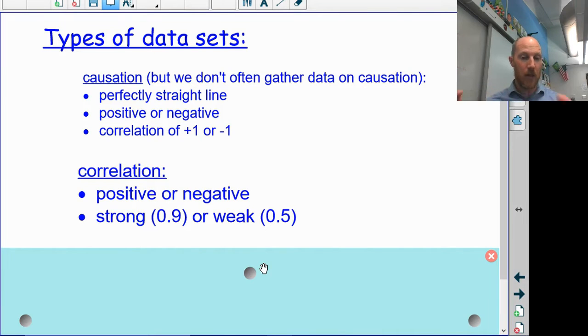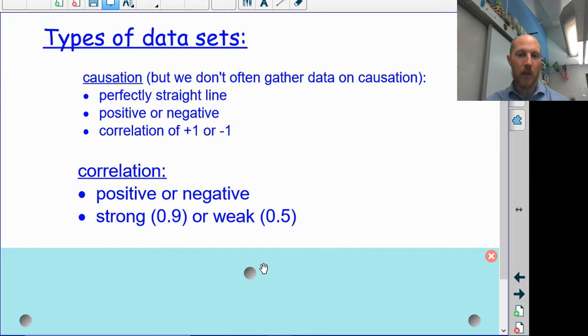Strong means that the dots on our graph are much closer to being in a perfect straight line. It's not perfect, but they're really close to it. And that'll have a correlation coefficient, the number, that's close to 1. So like 0.9. It could be +1, it could be -1, depending on whether it's going up or going down.